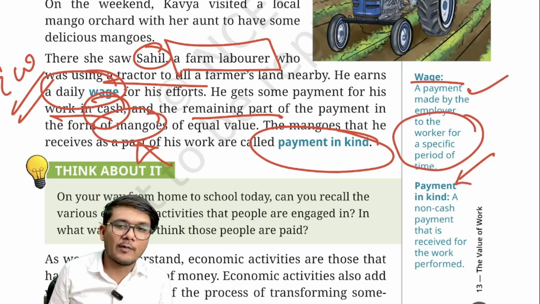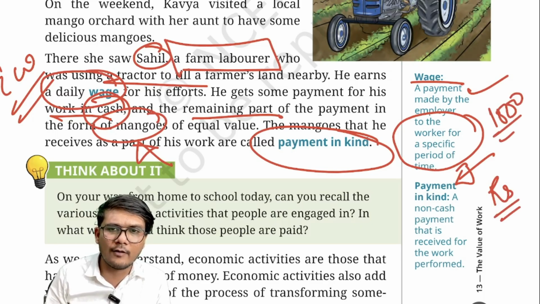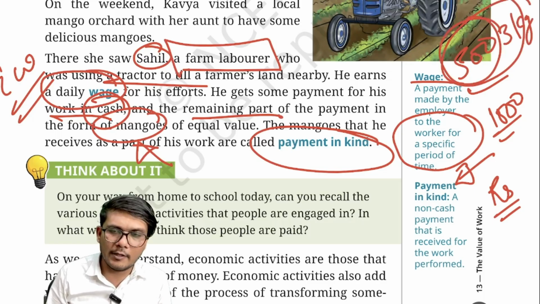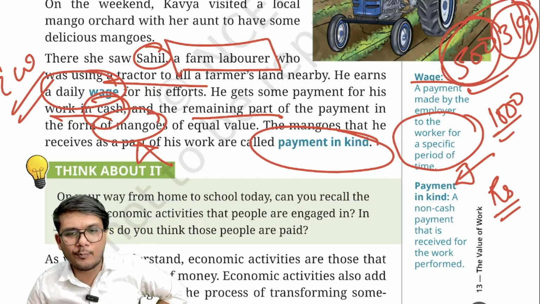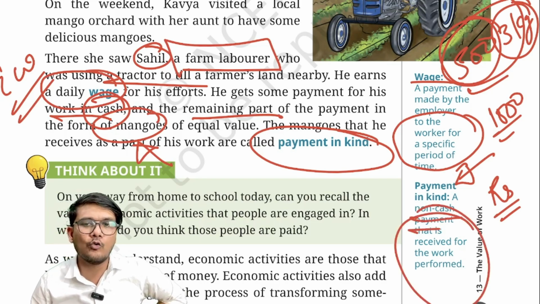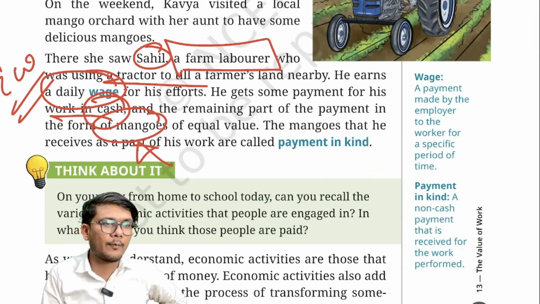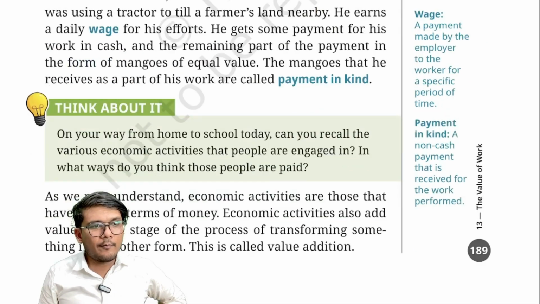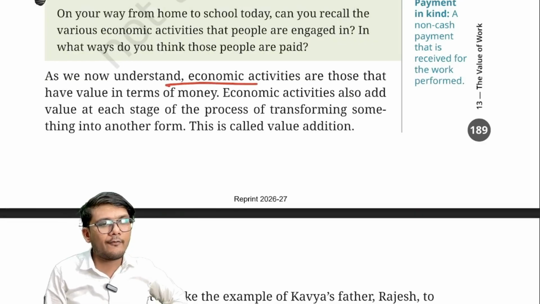And what is payment in kind? Generally you get payment in rupees, let's say Indian rupees. But instead of saying that they will give you 1000 rupees per day, they will say that I will give you 500 rupees per day plus I will give you 3 kgs of mango. So this payment is in monetary value and this payment is in kind. Is that clear? So payment in kind is a non-cash payment that is received for the work that you perform. So Sahil receives part of his payment in monetary value and part of his payment in kind. Is that clear? Let's move ahead. Now, the book tells us that we have understood the economic activities are those that have value in terms of money.